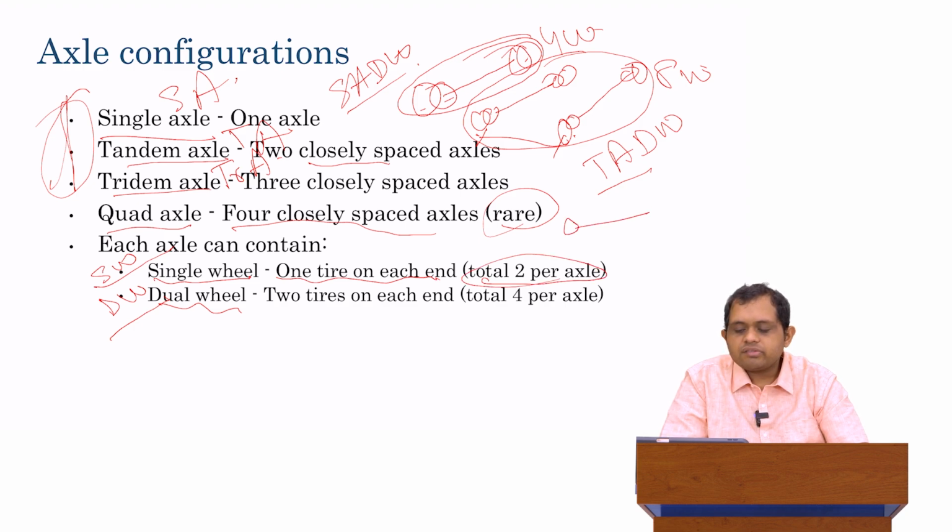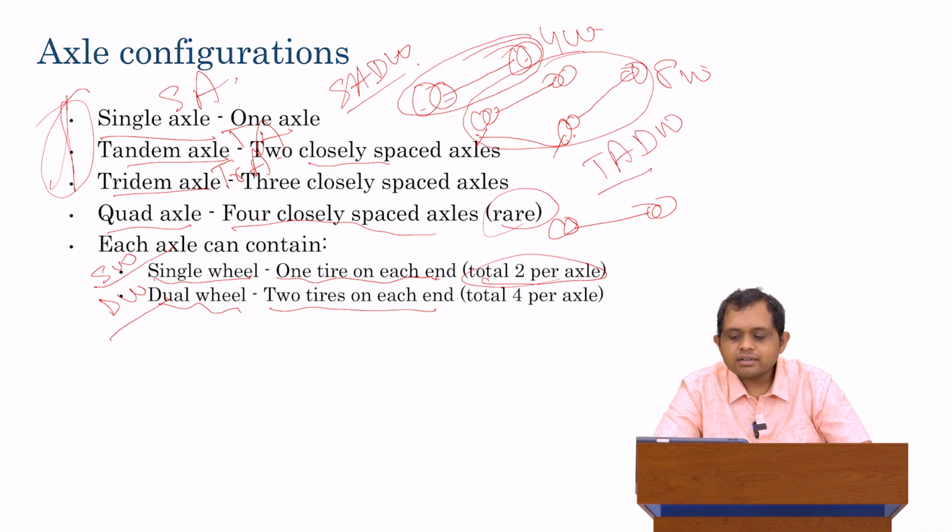For example, this. So one axle has 2 wheels. Or when we have dual wheels, we have 2 tires on each end, so total 4 tires per axle. Again, I don't want to get into trouble, but if you have the chance to look underneath a vehicle, not a moving vehicle, you will actually see all of this very, very clearly.